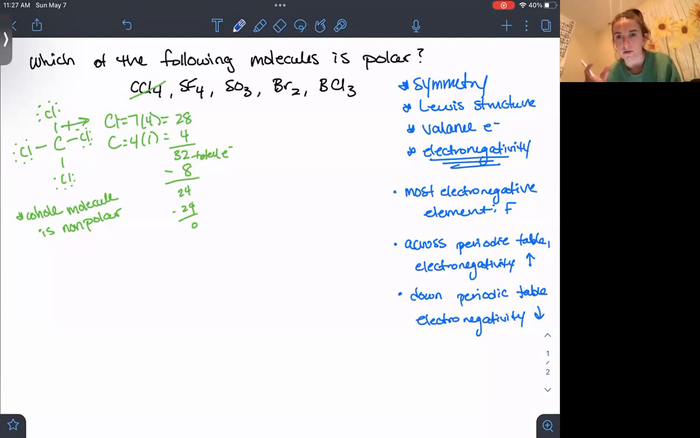They might also give you the values of your electronegativity, and that'll also help you with your electronegativity differences.